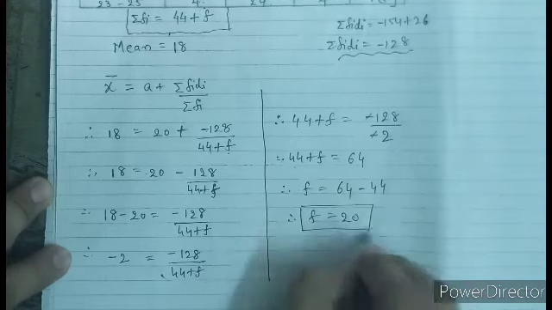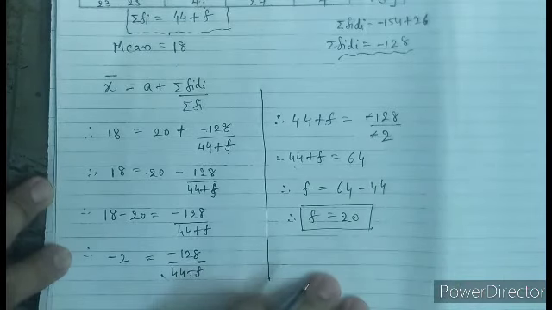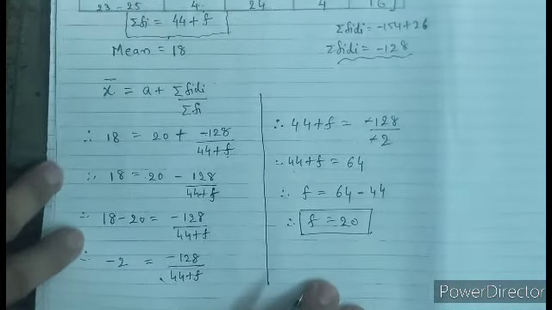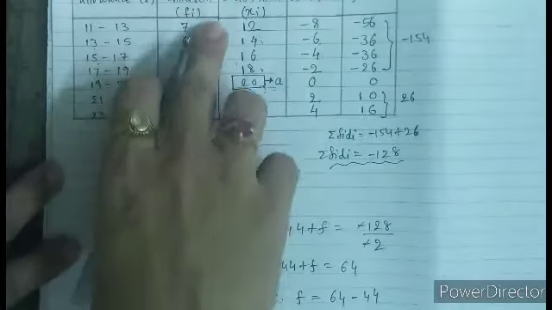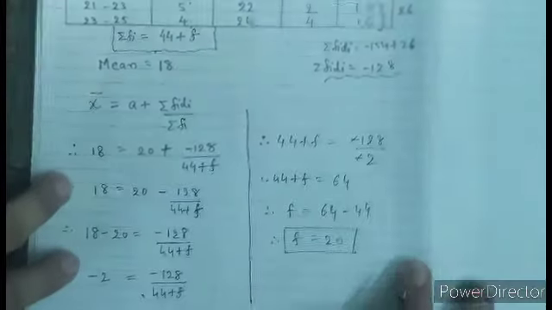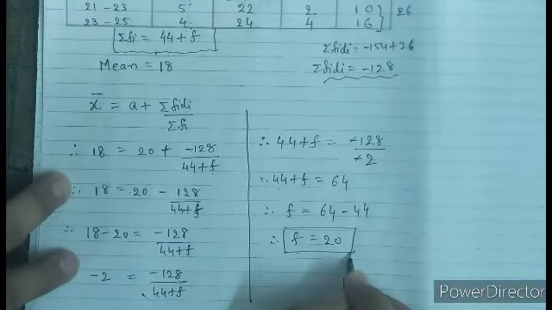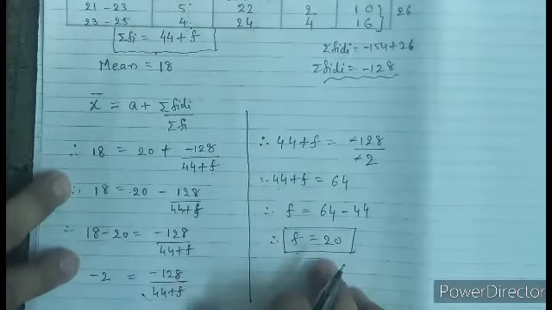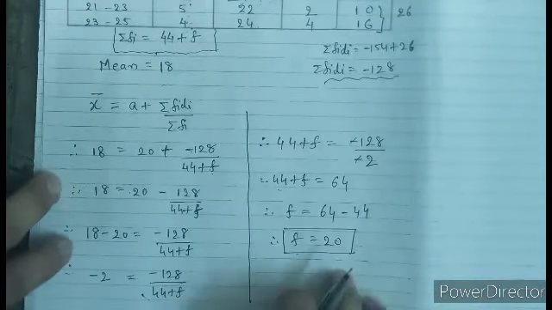So this is the missing frequency of the given data. Here the missing frequency is the number of children. It is the frequency, which is the number of children. So we can say that here f equals 20 children, or we can say simply f equals 20. This is the answer, the missing frequency.